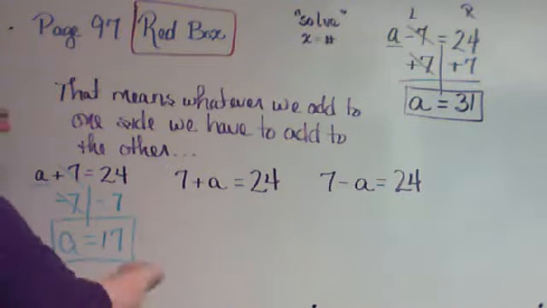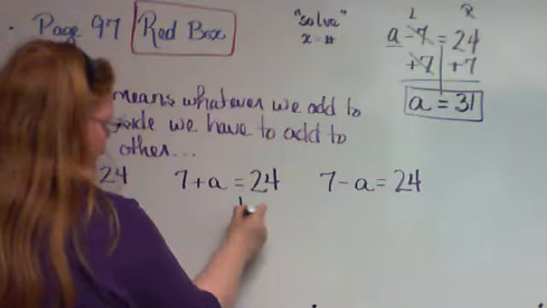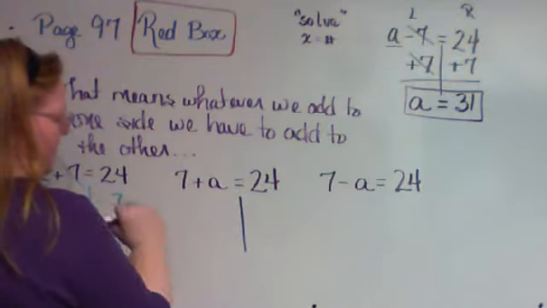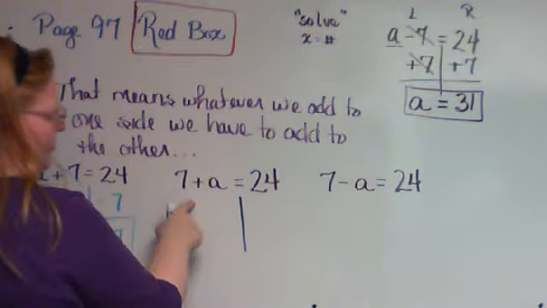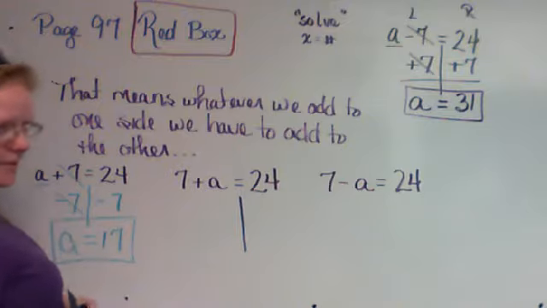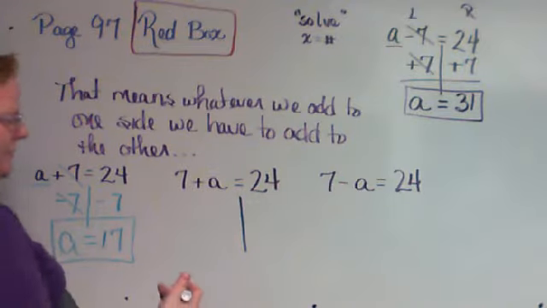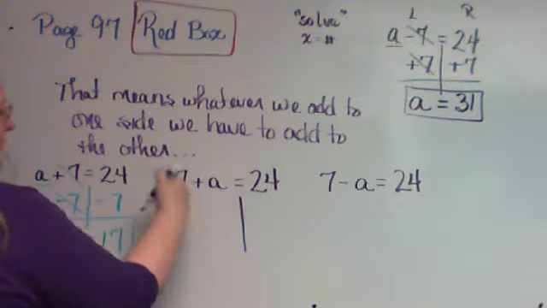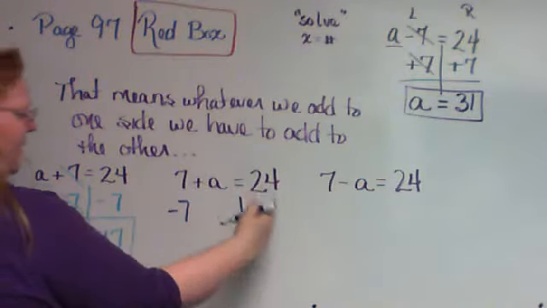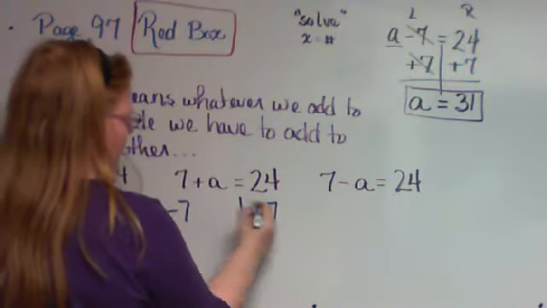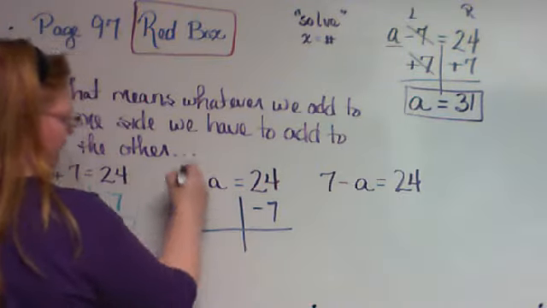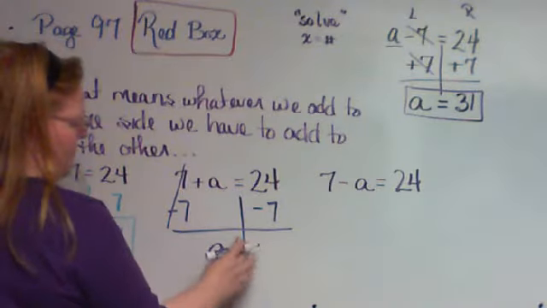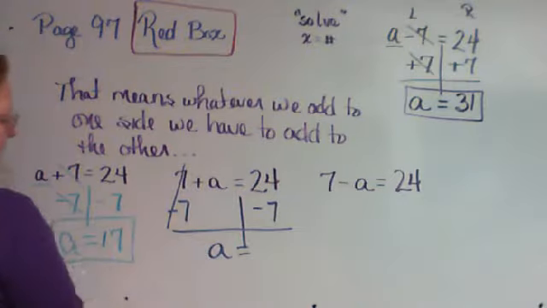For this one, I want to get the A by itself. So the thing that's keeping the A from being by itself is the 7. How do I get rid of the 7? I have to do the opposite. Since this is a positive 7, I have to still subtract 7. Whatever I do to this side of the equation, I have to do to that side. So I'm going to subtract 7 from that side too. These cancel each other out, and I'm left with A equals 24 minus 7, which we just said was 17.